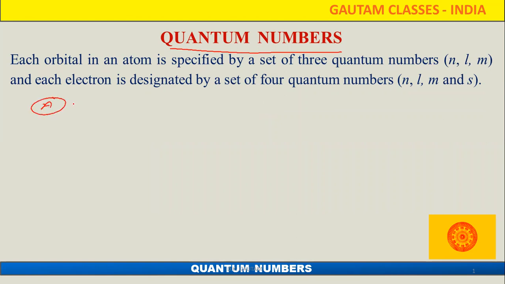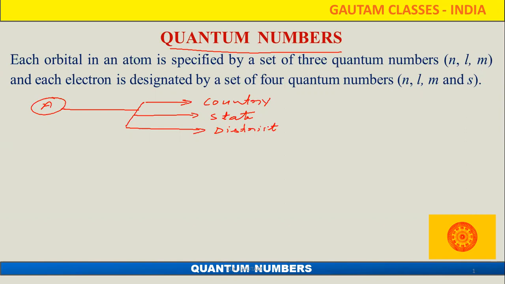You don't know where he is staying, but you want to search for him. For searching him, how many parameters are needed? Firstly, you should know his country. Once you know his country, the second thing is at which state he is staying. Once you know the state, then you have to know the district in which he is staying. Once you know the district, then the fourth point is coming. You have to know the street address.